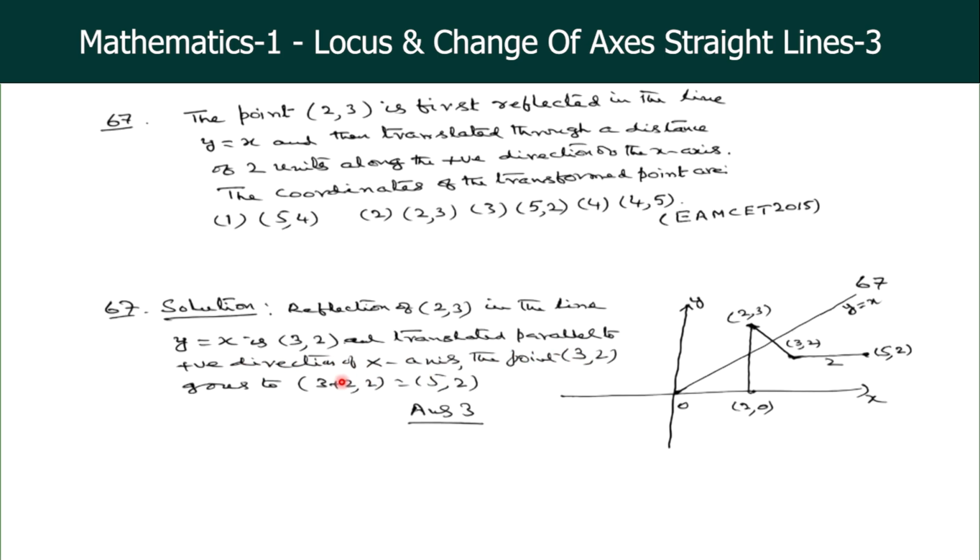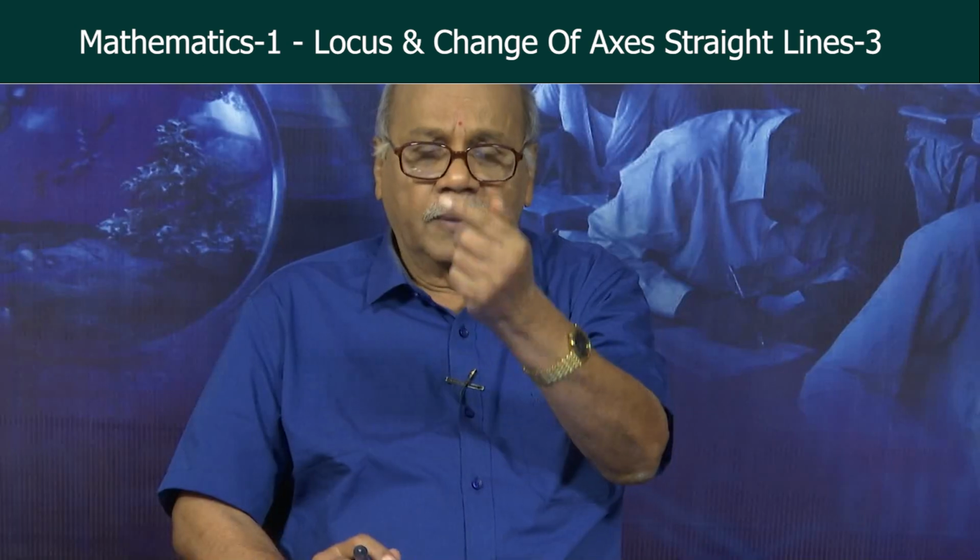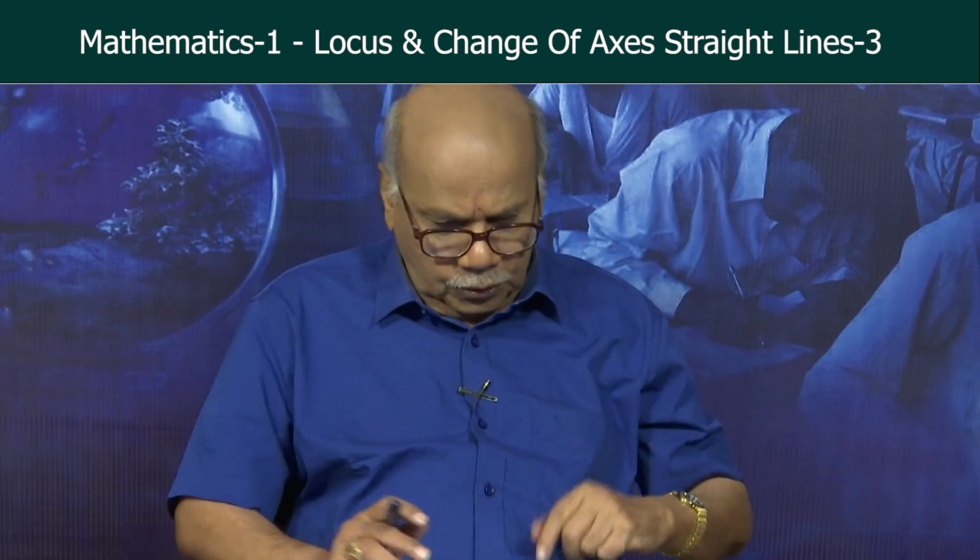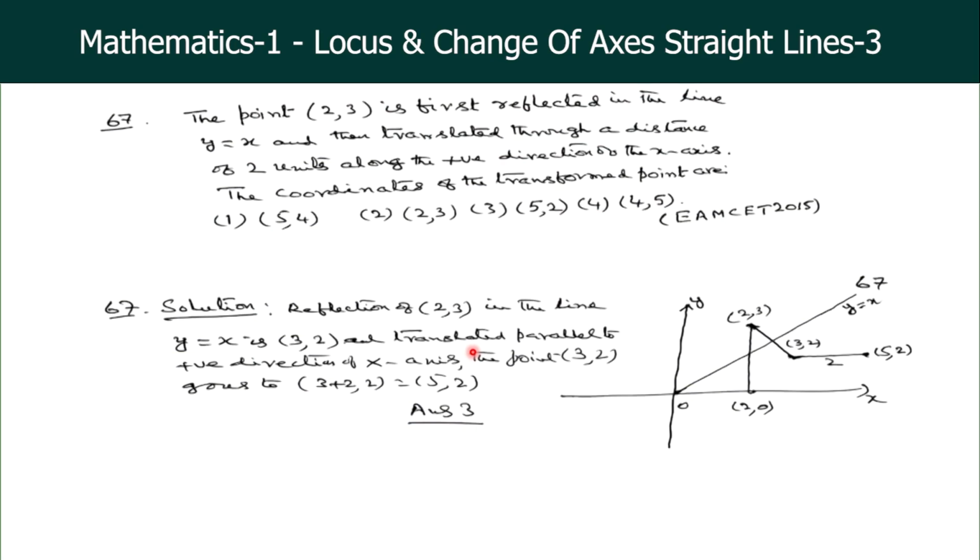All of you know the coordinates will be interchanged, and then translated parallel to the positive direction of the x-axis. The point (3, 2) goes to (3 + 2, 2), which is (5, 2), because it goes 2 units in the positive direction of the x-axis. So the y coordinate will not change, only the x coordinate will change: 3 plus 2, which is 5. So the answer is (5, 2). So the answer is option 3.